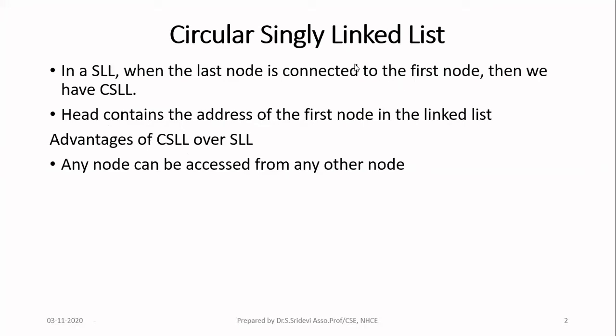For example, in a linked list, you cannot access the first node from the last node. It is not possible because after the last node, you will have the null pointer. You will not know how to come back to the beginning. But in the case of a circular linked list, that disadvantage is overcome. So you can access any node from any other node.